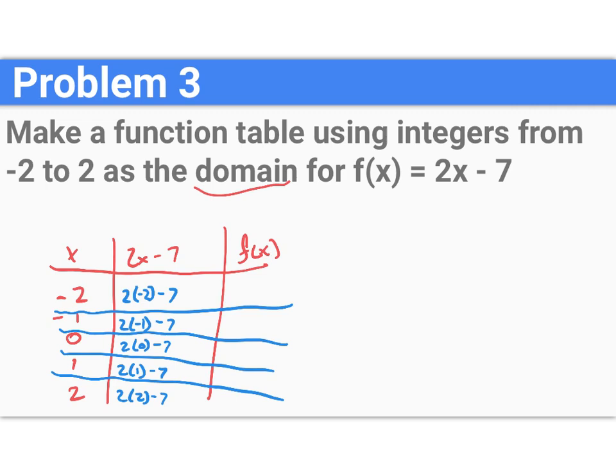2 times -2 is -4 minus 7 is -11. 2 times -1 is -2 minus 7 is -9. 2 times 0 minus 7 is -7. 2 times 1 is 2. Minus 7 is -5. 2 times 2 is 4. Minus 7 is -3. And this is how you make a function table or an input-output table, or whatever your teacher decides to call it, a table of values. So this ends this lesson.